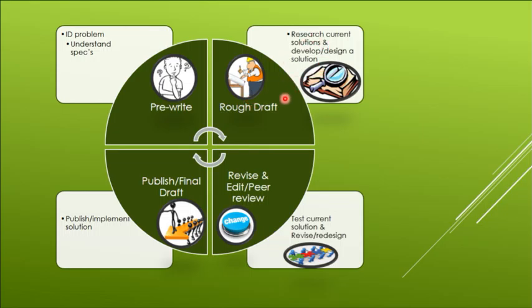From there, we move into a rough draft. We research current solutions. We develop and design a new solution. We put together a prototype or a mock-up. We build our robot. We test different solutions or different parts to it.